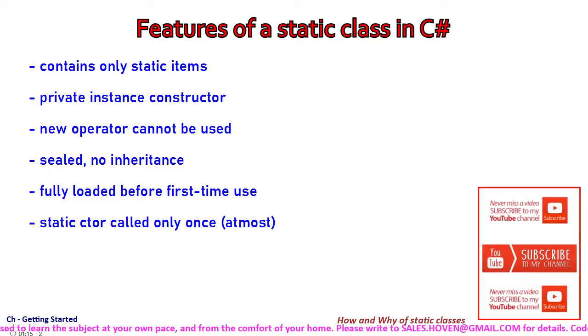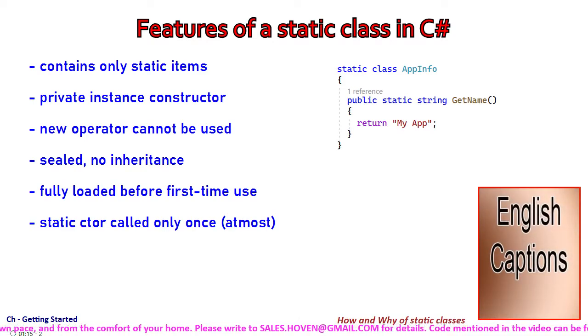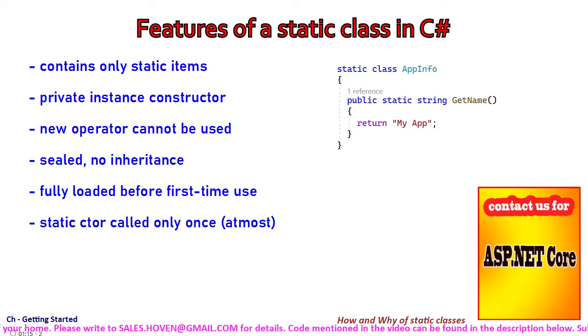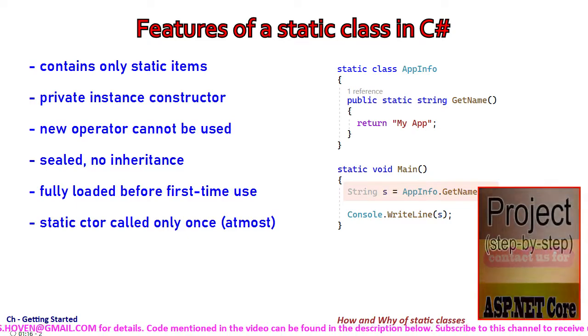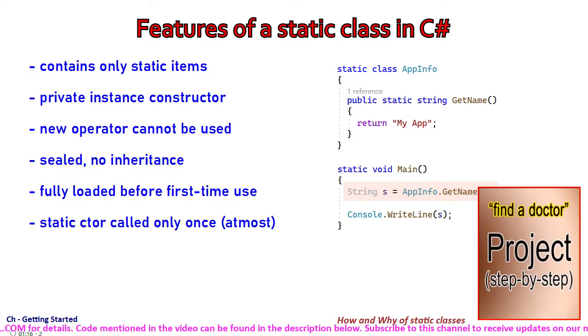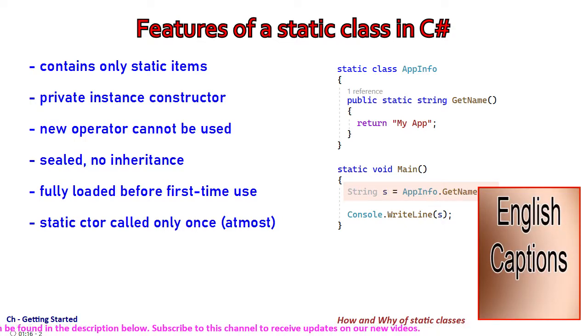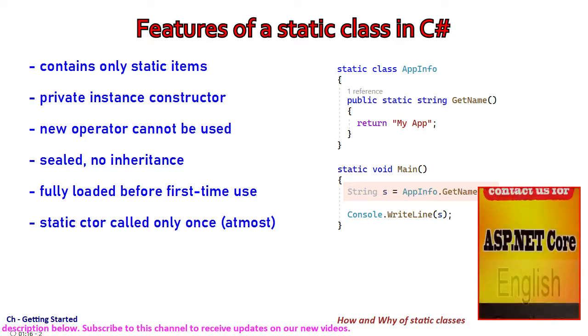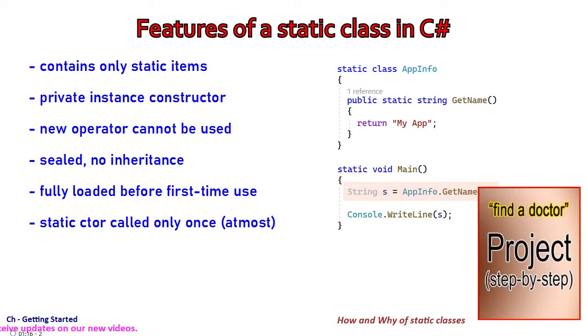And here's an example of a static class. The class has been marked with the static keyword. It contains a static function that returns a string. An object of a static class cannot be created. Inside main, the static function of the class has been called by using the name of the class. We cannot create an object of a static class, but whenever you want to call static members, then you must use the name of the class.